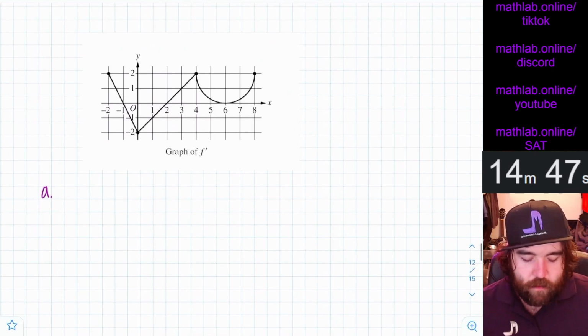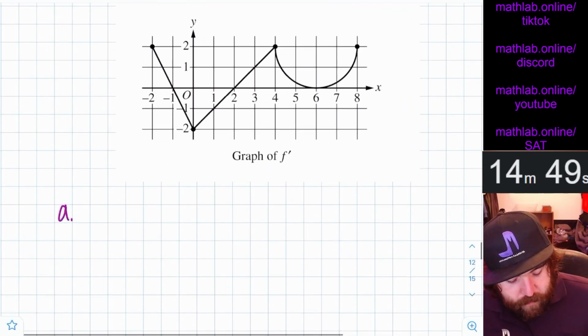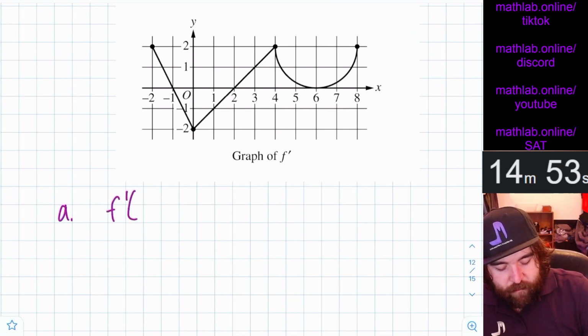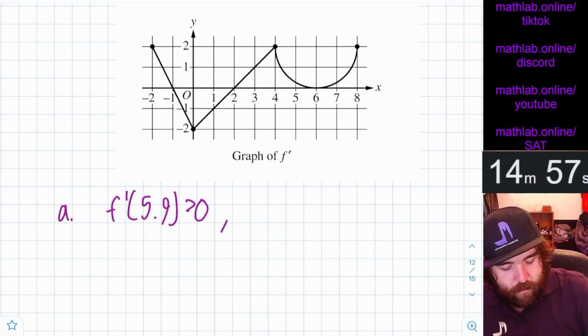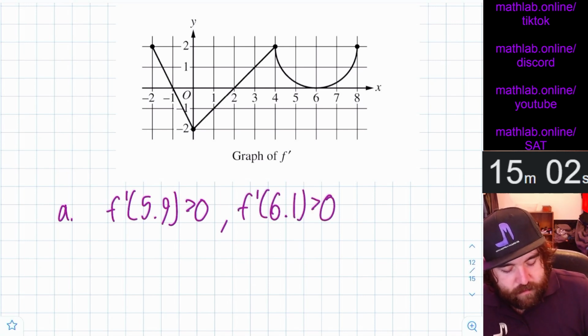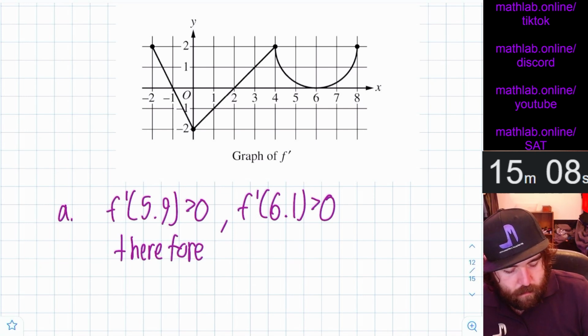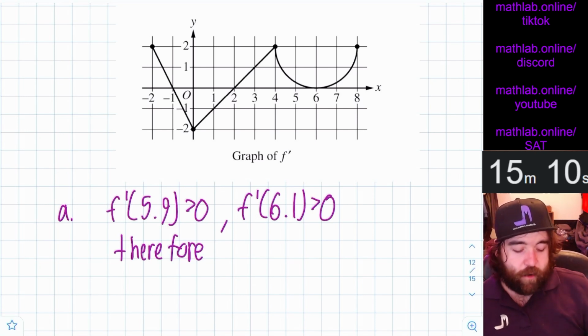A. So we want to know about 6. So I think it's neither, right? So we say f prime of 5.9 is greater than 0. F prime of 6.1 is greater than 0. Therefore, there's a point of inflection.